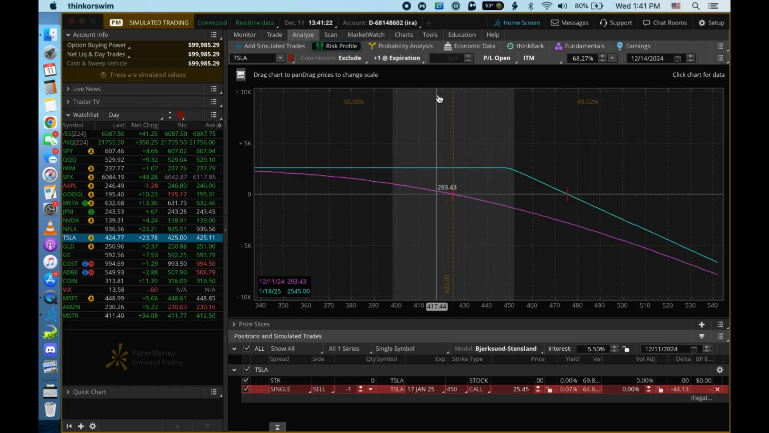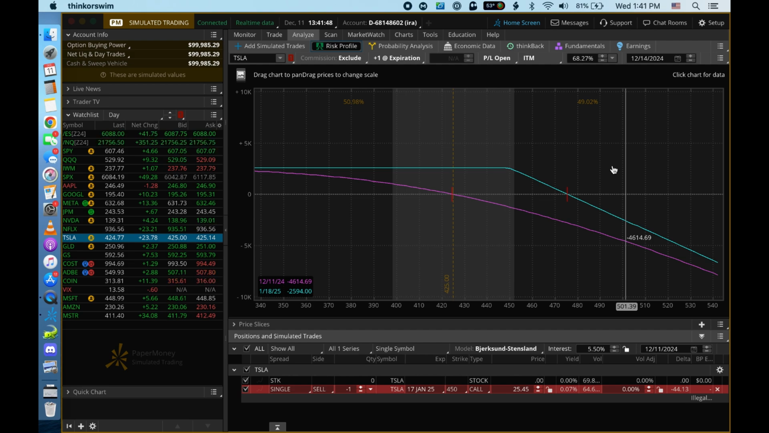You can see that our maximum potential profit on this trade is $2,545. And that also comes with unlimited losses to the downside. If you remember from the video on short options, I mentioned that you don't want to be placing this trade. We don't want to expose ourselves to what's called undefined risk. So we want to find a way to mitigate this.